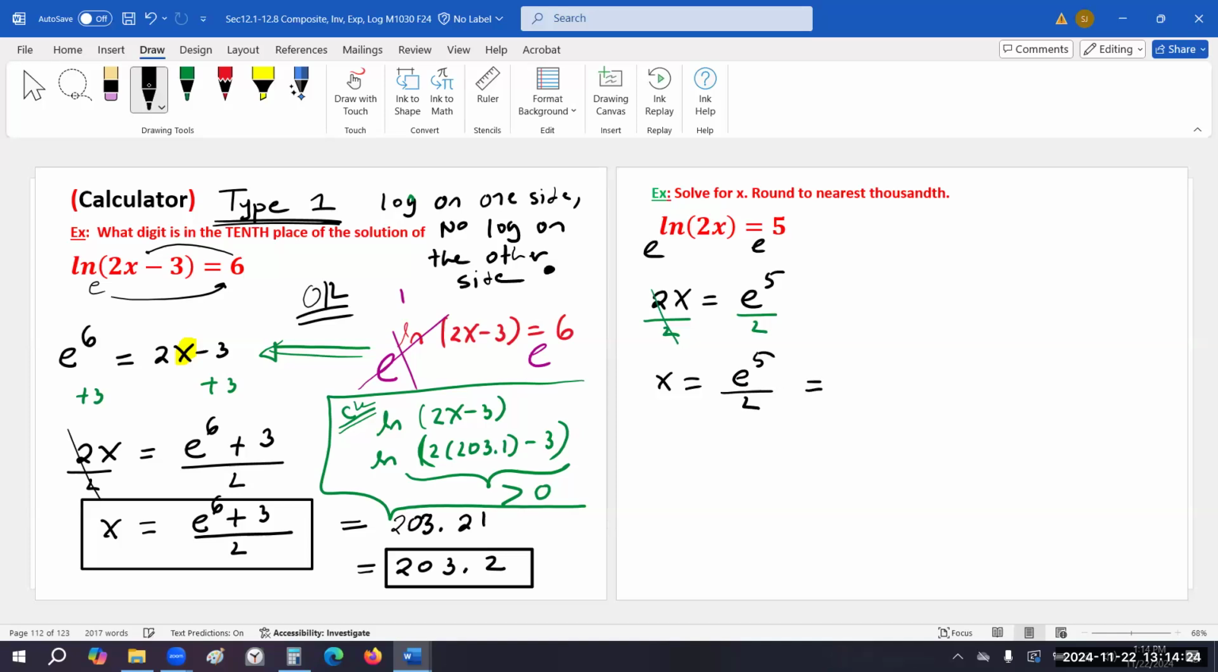I put it in the calculator and I got 74.20. Oh, it's next 1,000. 1,000 is how many places after the decimal? First one is 10th. Second one is 100th. The third one is 1,000th. So you have to go 3 places after the decimal. So give me 4 places.